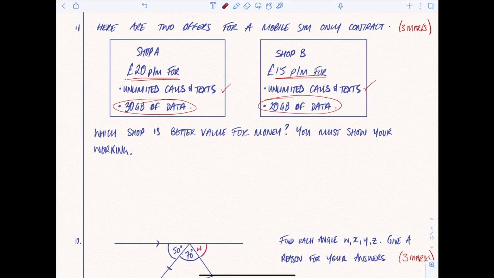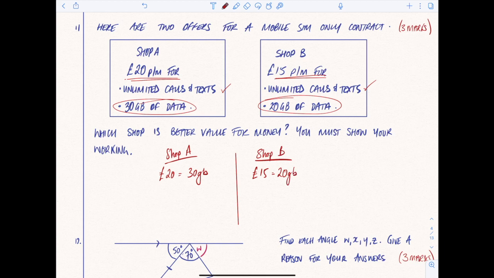So the first way I would answer this, and the first thing I would do, is split my page in half. I'm going to write Shop A on the left-hand side, and Shop B on the right-hand side. The reason I do that is so I make it really clear for an examiner where my working out is. An examiner is going to be marking a lot of these questions. You want to make it really easy for them. So £20 is for 30 gigabytes, so I'm just going to write that down. And this one here is £15 for 20 gigabytes.